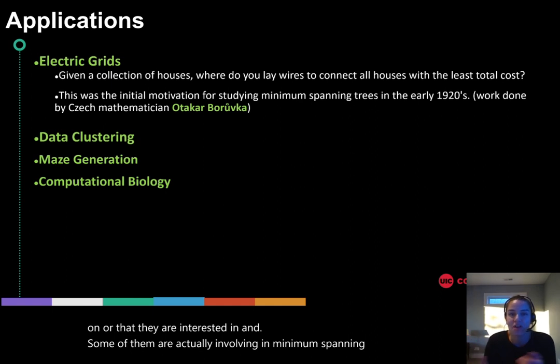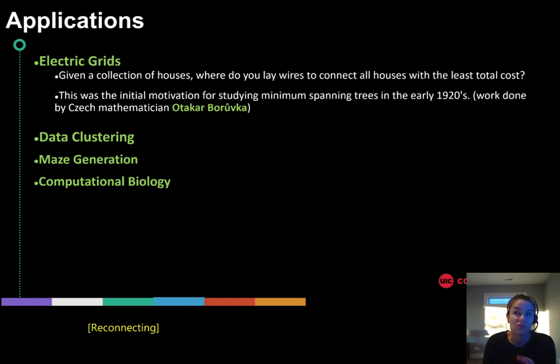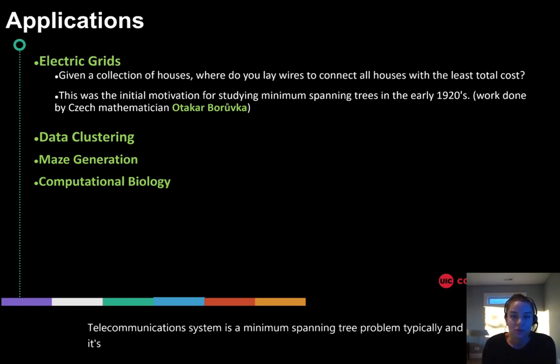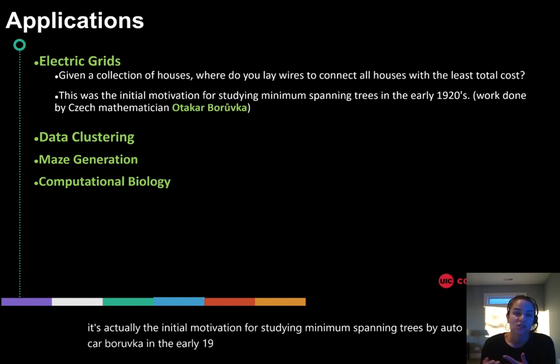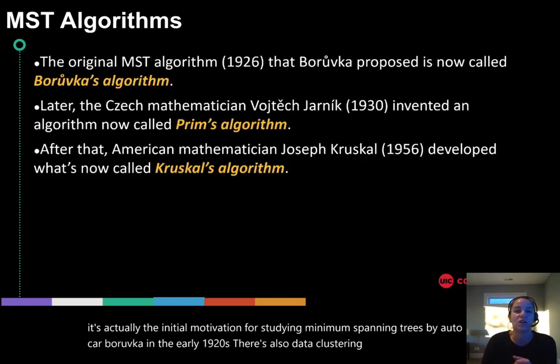So a couple of the most common ones, and I'll talk about it in 2 videos from now, connecting any sort of grid system, electric grid system, or any sort of networking system, or any sort of telecommunication system is a minimum spanning tree problem typically. And it's actually the initial motivation for studying minimum spanning trees by Otakar Borůvka in the early 1920s. There's also data clustering, maze generation, computational biology, and I'll talk about some of those in a future video.